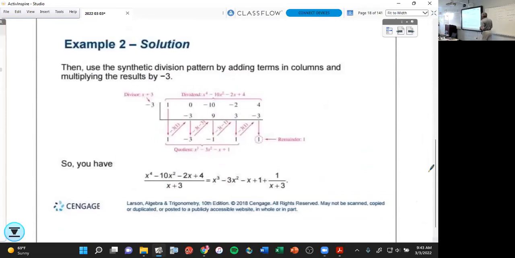Okay. And that's the problem we just did. If y'all want to look at the way they did it with their boxes and everything, that's cool. I just do it the way I was taught, but you're welcome to do it either way.